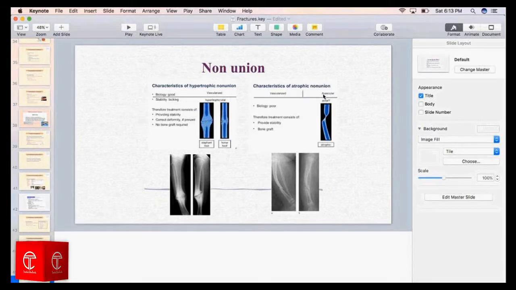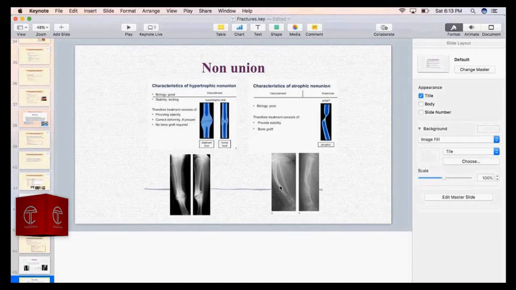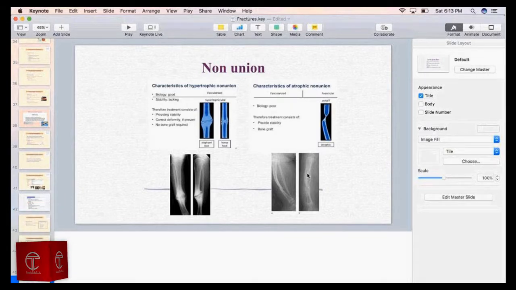Whereas in atrophic non-union, both the biology and the stability are poor. So you have to do rigid, good fixation, and you require cancellous bone graft for enhancing healing. In the bottom X-ray you can see hypertrophic non-union with a good amount of callus all around and the fracture line. The next X-ray is an atrophic non-union. There is no callus at all, the bone ends are thin and tapering, and there is closure of the medullary canal. These require fixation and cancellous bone grafting.